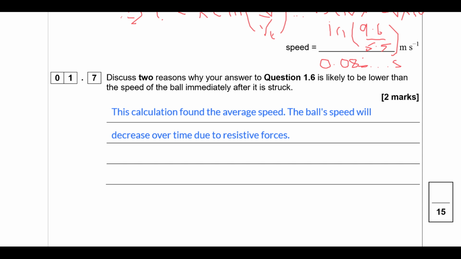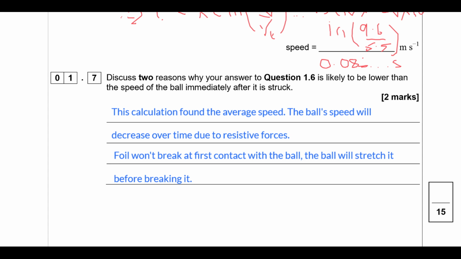And we need to think of another reason. I would suspect that we need it to break the foil at the other end. I doubt that's going to happen the immediate it's struck. You're probably going to stretch the foil a bit before you actually break it, so that's going to take time as well. All right, and that finishes question 1. Ooh, that was a long question. All right, let's move on to the next question.